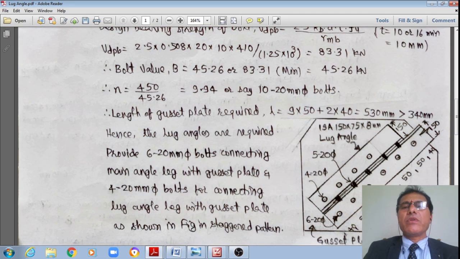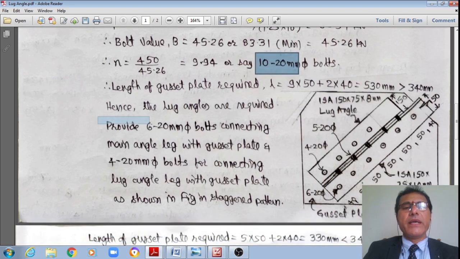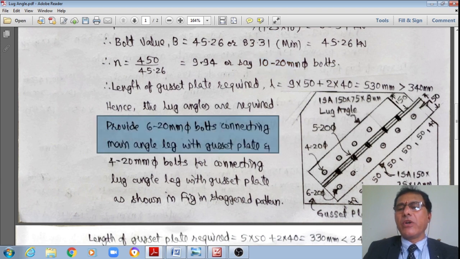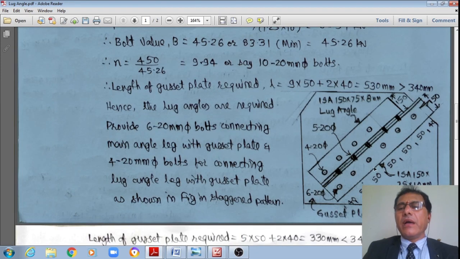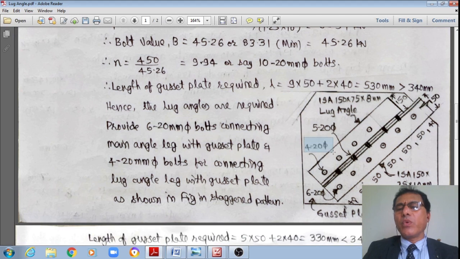Hence, now I am saying that out of these 10 bolts, provide 6 number of 20 mm dia bolts connecting the main angle leg with the gusset plate, like this: 1, 2, 3, 4, 5, 6. These six bolts. And the rest of the bolts are 4, 10 minus 6 is equal to 4 number of 20 mm dia bolts, connecting the connected leg of the lug angle with that of the gusset plate, as shown in this figure.